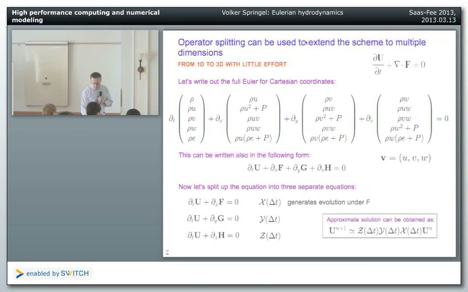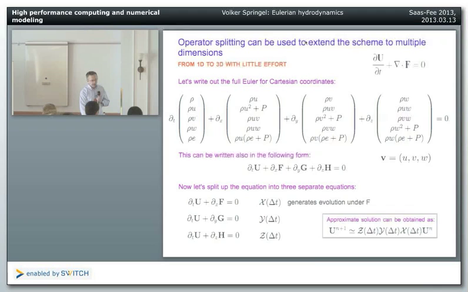And now I conjecture that I can approximate the solution at time t^(n+1) by applying these individual operators one after the other. Actually, for the linear advection problem, this would be exact, because if you want to go diagonally, you can also go first in x and then in y, and you end up at the same place. So for the linear advection problem, this decomposition would be exact. For the Euler equation, it's not exact. It's an approximation that is, however, reasonably low order accurate in this case.